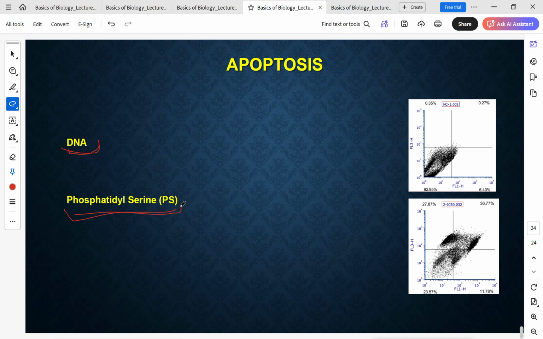Phosphatidylserine is one of the lipids that is present in the inner leaflet if the cell is live. If the cell is dead, the plasma membrane flips, because of which phosphatidylserine is exposed outside. Annexin 5 is the dye that binds to phosphatidylserine, and it also does not enter live cells. If the plasma membrane is flipped and the cell is dead, then only this will react to the phosphatidylserine.